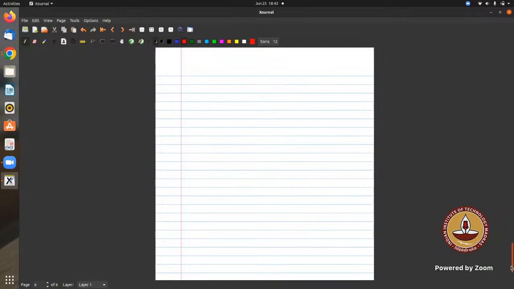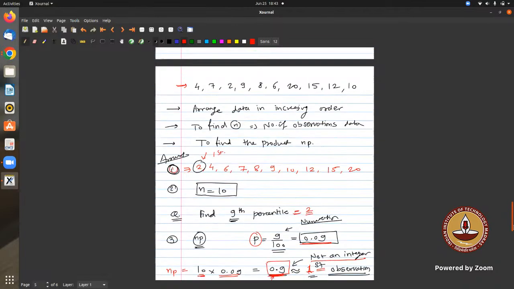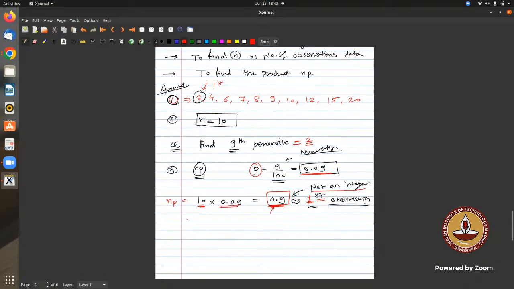Sir, if the n into p is 1.1, then do we take the second observation or the first observation? Second. It should always be the next smallest integer, right? It shouldn't be the lower value. It should be the higher value.